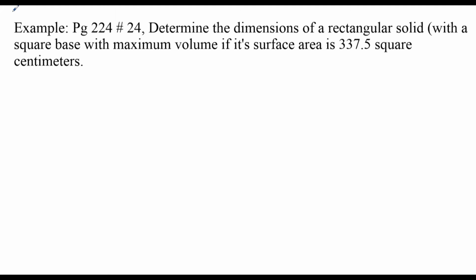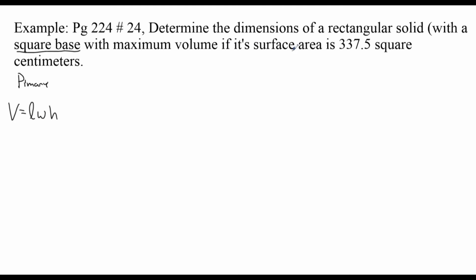So let's talk about this. I'm trying to maximize volume. My primary equation: volume equals length times width times height. Well, here it's even worse than the last one because I have a function that has 3 independent variables. So I've got to simplify some things here. Well, good news, I've got a square base. That changes one of these into just 2.